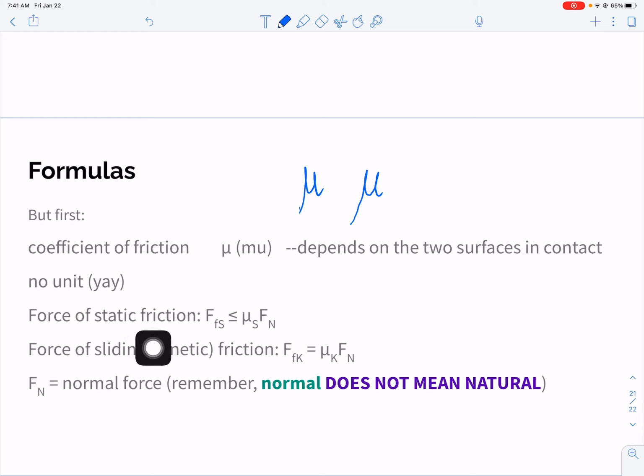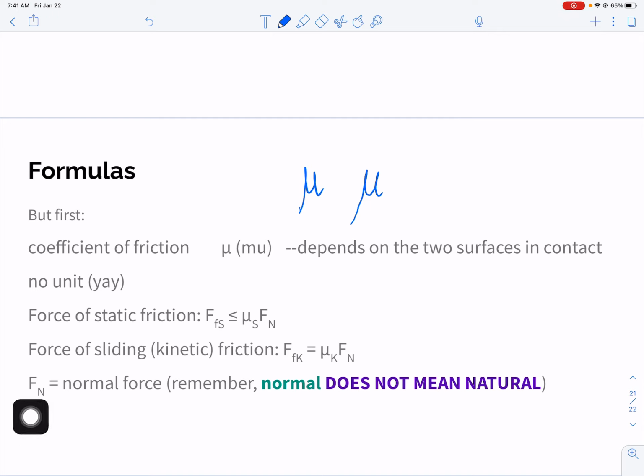The force of static friction. So force of static friction is less than or equal to, remember it's a variable force, there is a coefficient of static friction, so less than or equal to the coefficient of static friction times the normal force. And the force of sliding or kinetic friction, the force of friction, kinetic, that's the symbol for it, is equal to the coefficient of kinetic friction times the normal force.